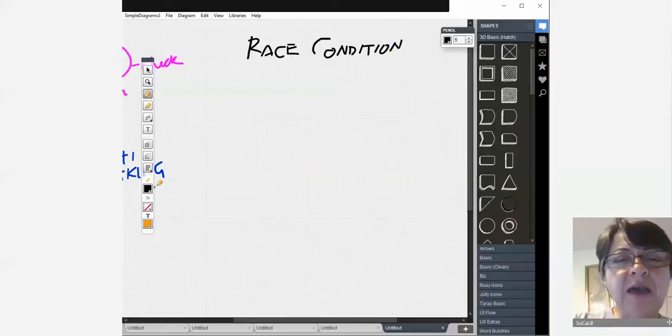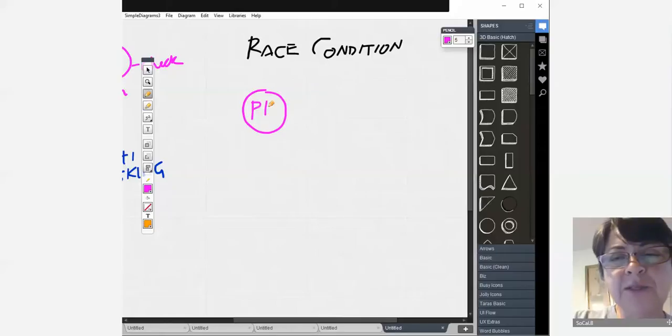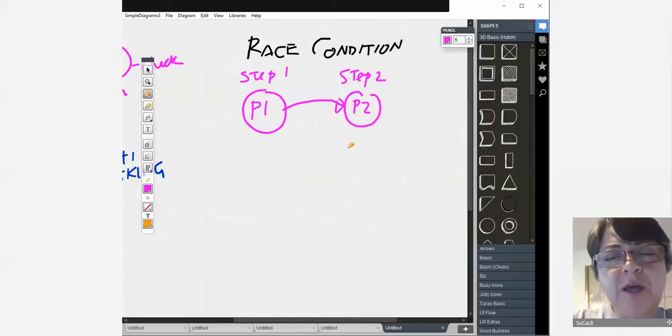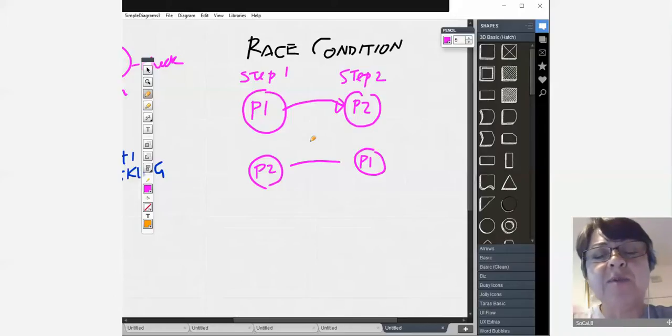Race conditions, let's say you have two processes, process 1 and process 2, that are supposed to happen in serial. So you have step 1, process 1, and then step 2, process 2. But the race condition is, what if you can actually bring process 2 before process 1? So, can you switch this so that process 2 actually runs before process 1? That's called the race condition. So it's racing, right, to see which one's going to run first.